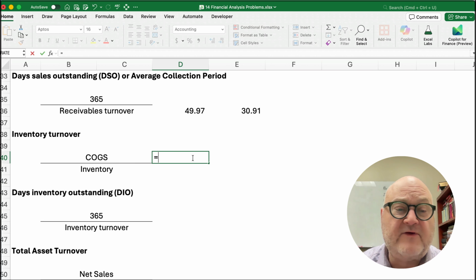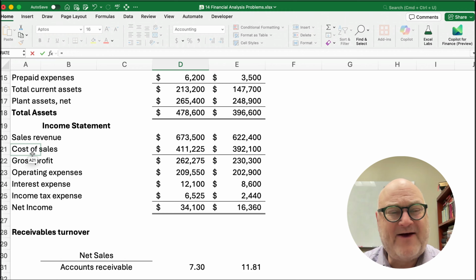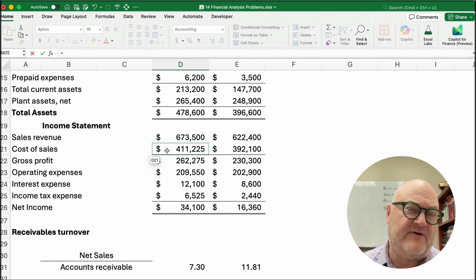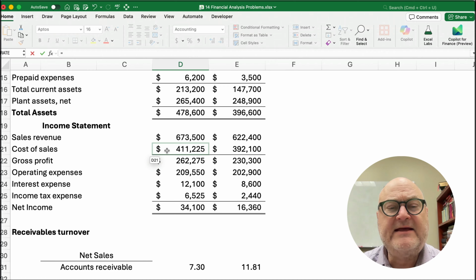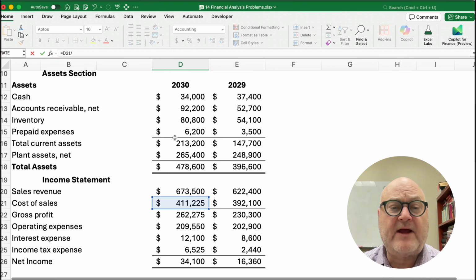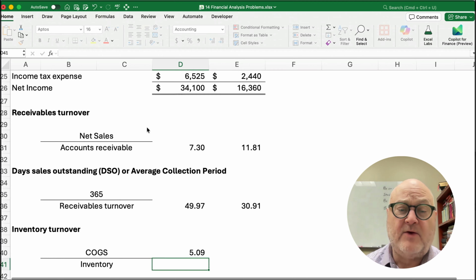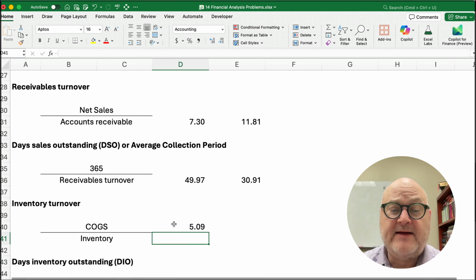So we're going to take cost of goods sold. That's going to be on the income statement. Now, here it's called cost of sales, and I intentionally did this on purpose. Cost of goods sold could be called cost of goods, it could be cost of sales, cost of revenue. All that means the same thing. So we're going to take the 411 divided by our inventory. How much inventory do we have to stock? Well, 80,000. Well, we could have sold that inventory about 5 times during the year.